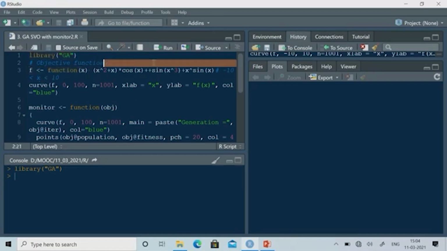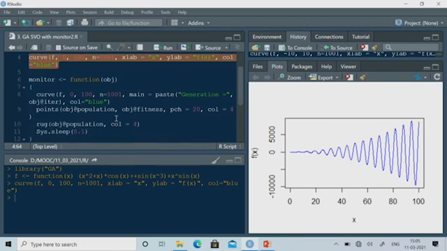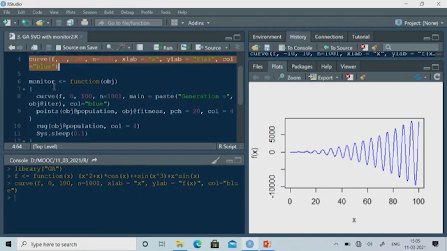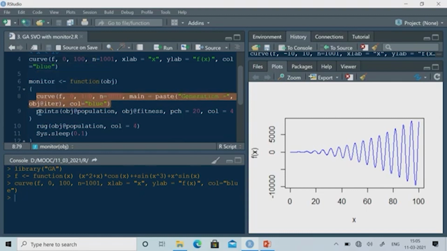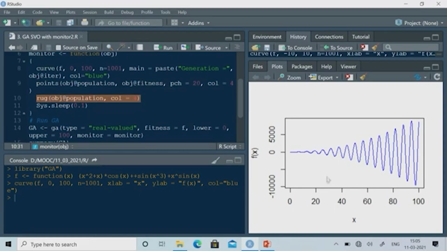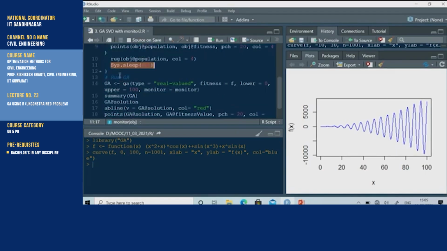Then you run the second line, that is the function, and then I can plot the function using the curve function. I am just plotting it. You can see that there are several optimal solutions, both minima and maxima. These are all maximum points and one of them is the global optimal solution. We will apply GA here, and I would like to monitor the convergence of the population, how the population is moving in different generations. I have written the monitor function here. I put the curve function to draw this, then I am putting the points. This is the population I am plotting, and I am also looking at the value on the x axis. Then the system will sleep for 0.1. This is the monitor function. Let us execute this one.